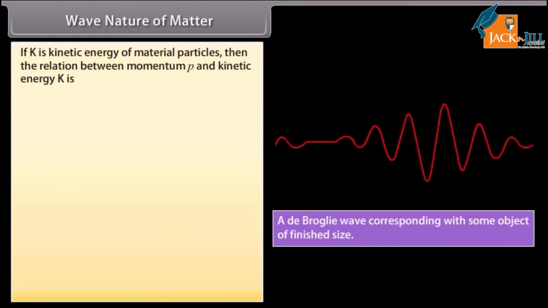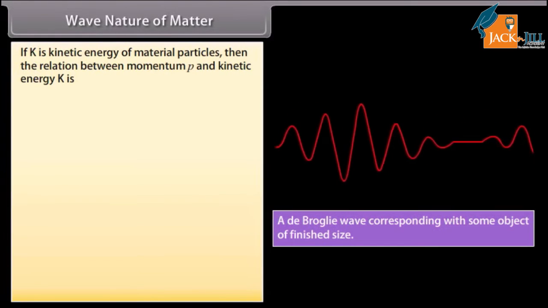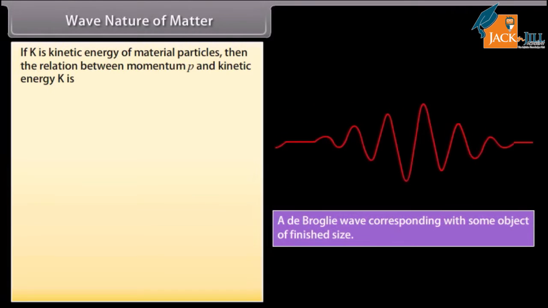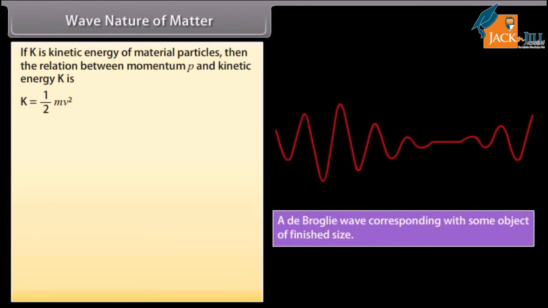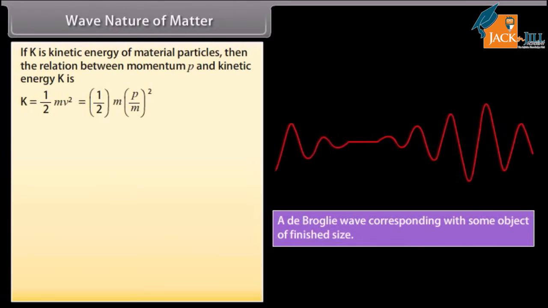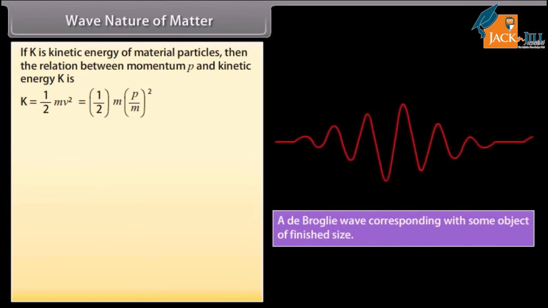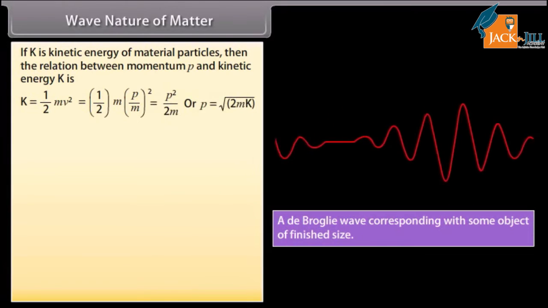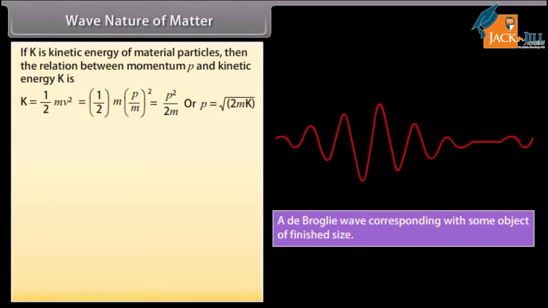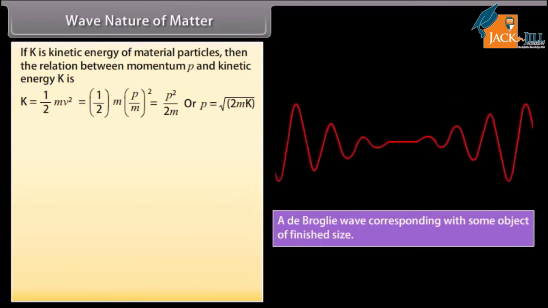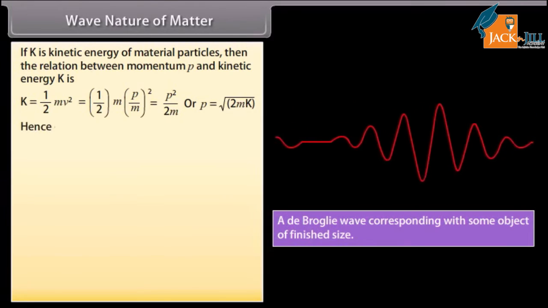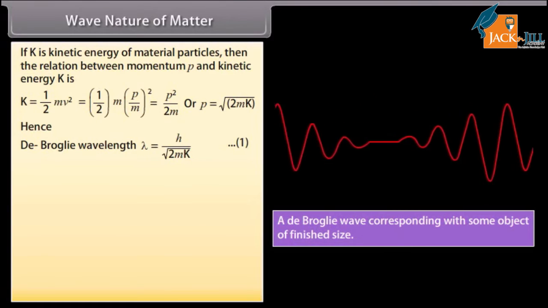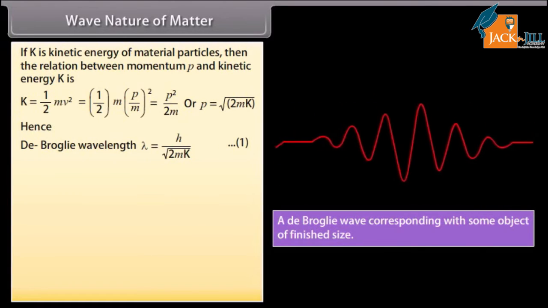If K is the kinetic energy of material particles, then the relation between momentum p and kinetic energy K is K equals 1 by 2 mv squared, which is equal to 1 by 2 into m into (p by m) squared, which equals p squared by 2m, or p as square root of 2mK. Hence, the de Broglie wavelength lambda is equal to h by square root of 2mK. Name it as equation 1.